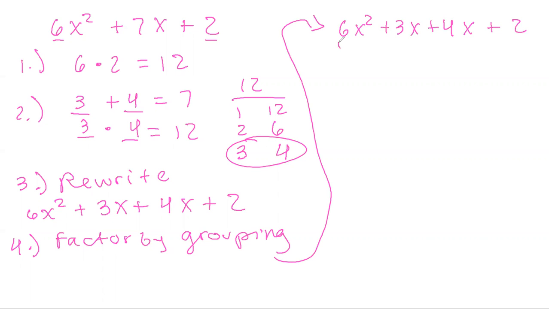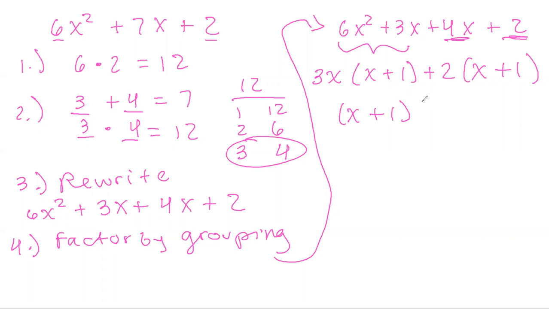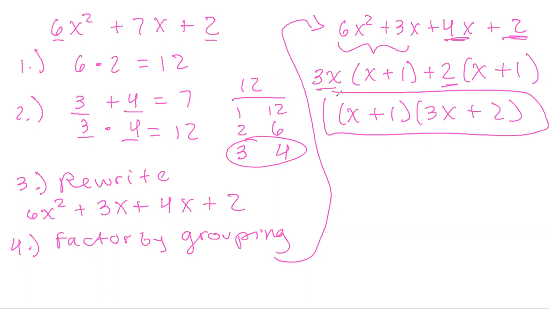So I'm going to factor the first two terms, and I can take out a 3 and an x. And here I get x plus 1. These last two terms I can take out a 2, and I get x plus 1. X plus 1 goes out here. Combine outer pieces, so 3x plus 2. And that's my answer there. Okay, and let's just do one more.